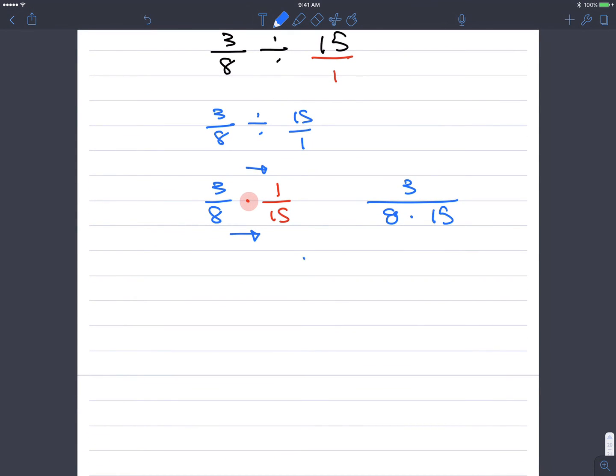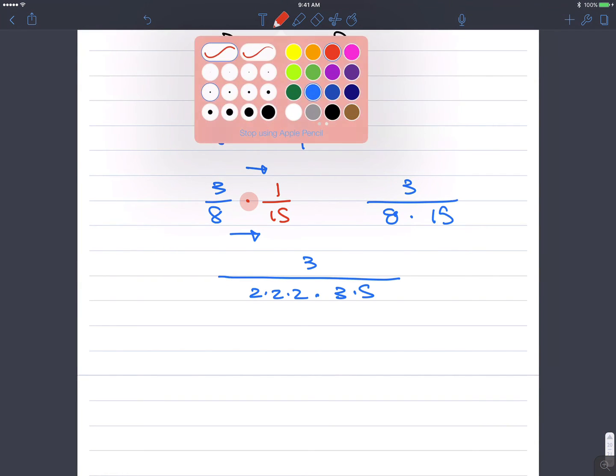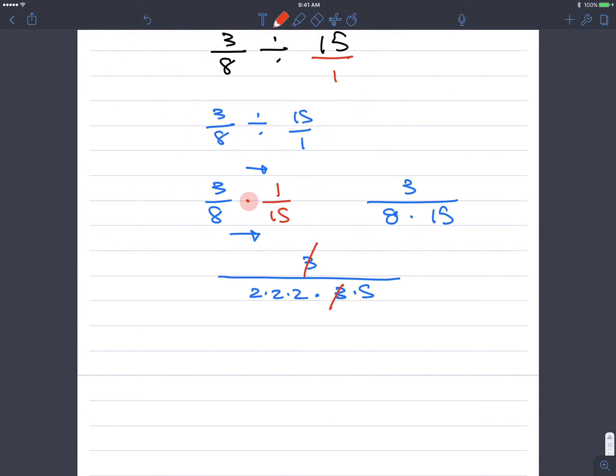We're going to break these numbers down. 3 stays the same. 8 is 2 times 2 times 2. 15 is 3 times 5. We're going to get to cancel 3 and 3.